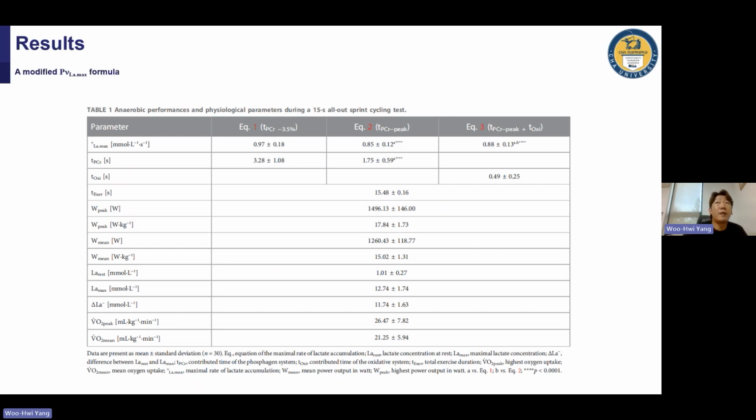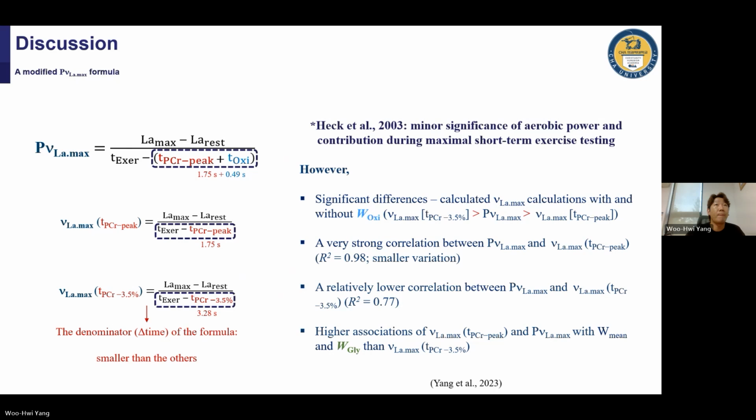So table 1 shows performance-related variables, different values of 3 PvLa.max calculations, and the converted time span of the oxidative contribution during the sprint test, which was 0.49 seconds. Moreover, peak and mean power outputs were averaged at 1,496 and 1,260 watts, respectively.